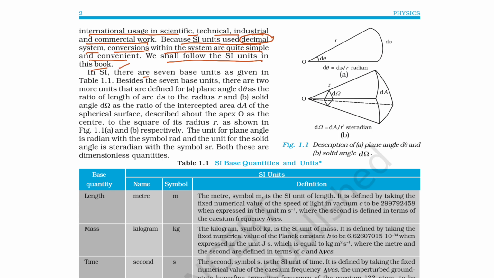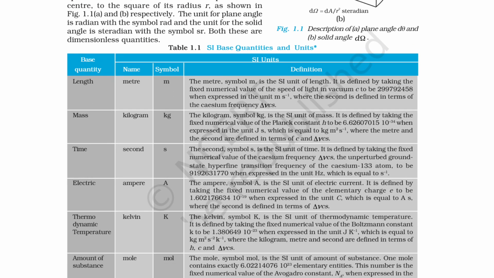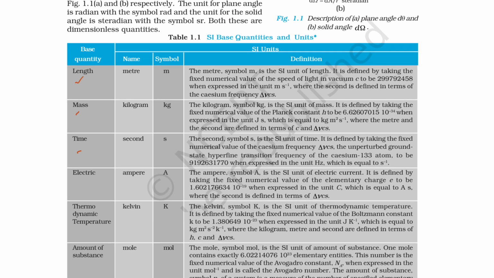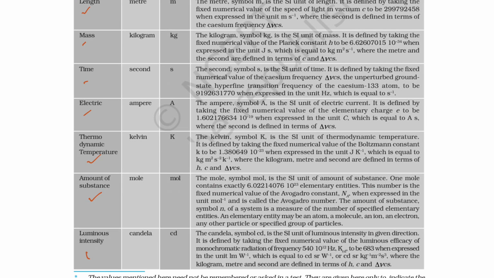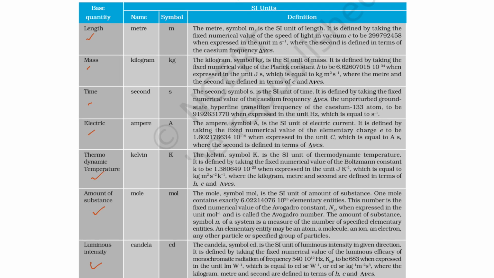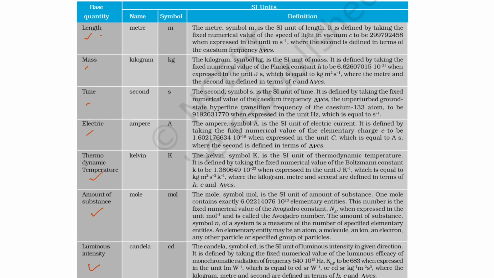In SI, there are 7 base units given in the table. They are length, mass, time, electric current, thermodynamic temperature, amount of substance, and one more, called luminous intensity. The units are: for length, meter; for mass, kilogram; for time, second; for electric current, ampere; for thermodynamic temperature, Kelvin; for amount of substance, mole; and for luminous intensity, candela.